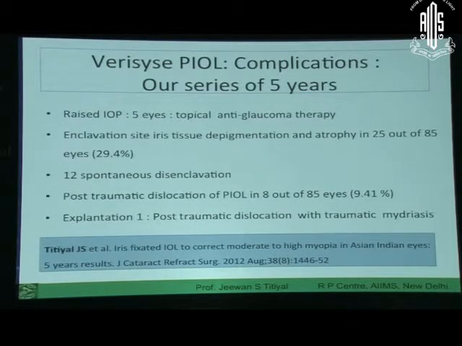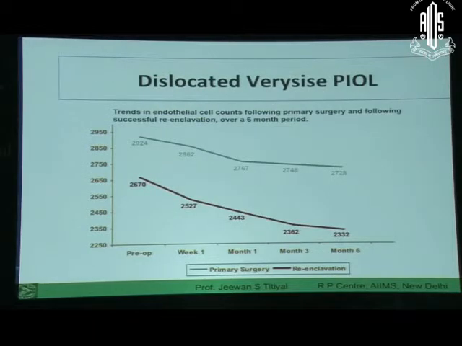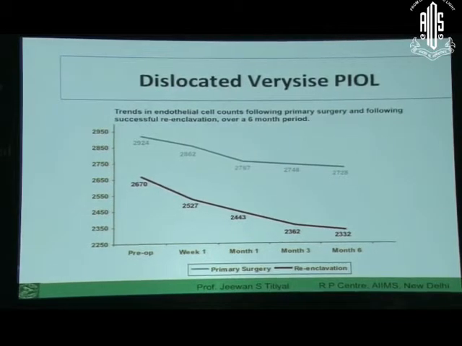5-year results showed very few cases of high IOP. There's a chance of disenclavation happening because of trauma. It can be spontaneous because of atrophy also. But if it is because of trauma, you can still reenclavate it, but if it's a large atrophy, sometimes it may be difficult to assess. Endothelial cell loss can be much more in these patients compared to ICL patients, but it is not very significant in our 5-year results.